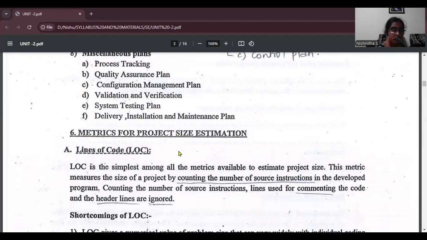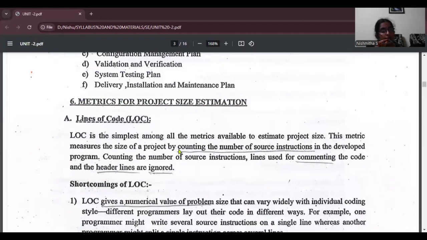Now let us see the metrics of project size estimation. The metrics for project size estimation include the first factor, that is lines of code. Lines of code is the simplest among all the metrics that are available to estimate a project size. This metric measures the size of the project by counting the number of source lines, which means the length of the code is discussed here in lines of code. The larger the length of the code, the more complex the project becomes.